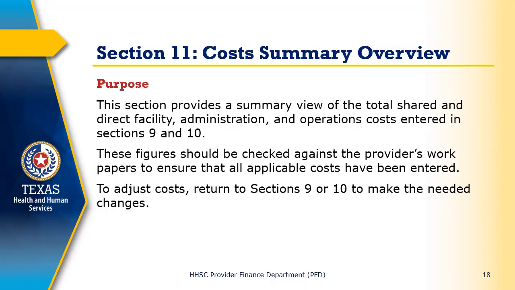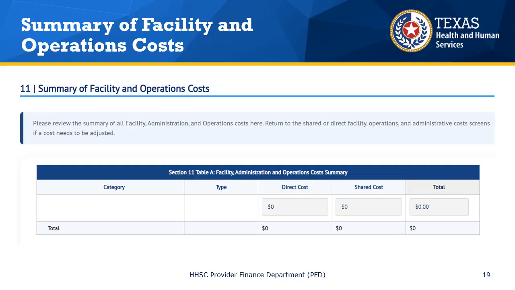Section 11 provides a summary view of the total shared and direct facility, administration, and operations costs entered in Sections 9 and 10. These figures should be checked against the provider's work papers to ensure that all applicable costs have been entered. To adjust costs, return to Sections 9 or 10 to make the needed changes. This slide displays the screen view for Section 11 of the cost report.